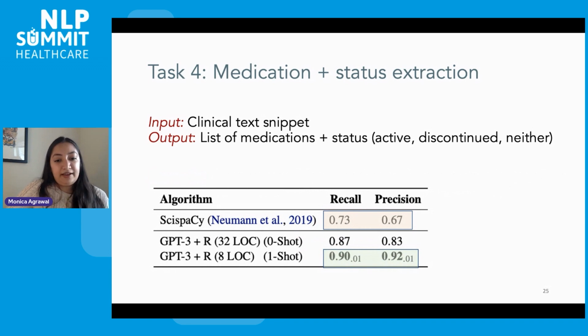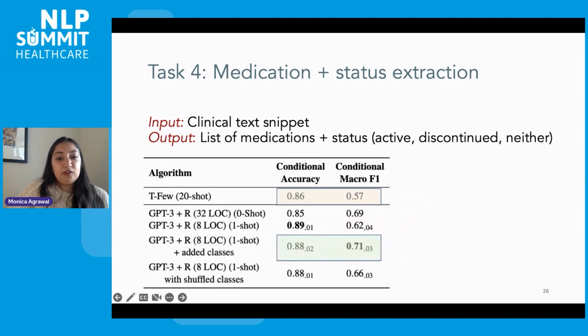And here we find that compared to a SciSpacey baseline, we can do significantly better at recall and precision. And again, compared to an approach without the guidance, we can have a much simpler resolver with 8 lines of code needed instead of 32, and we can also outperform. Looking at whether it gets status correct, we find that we can do significantly better with GPT in green compared to doing something like a few-shot fine-tuning method like T-few.